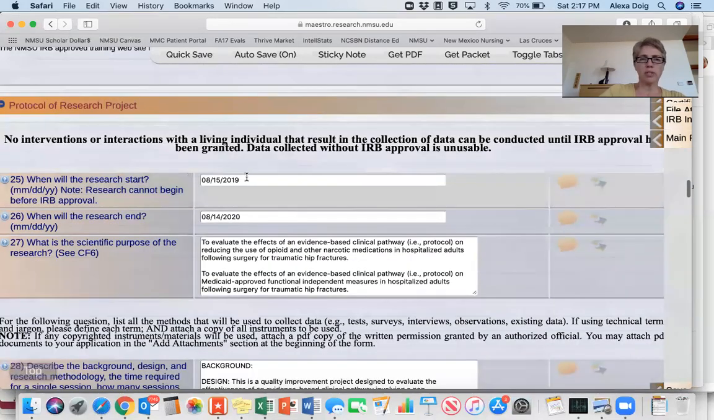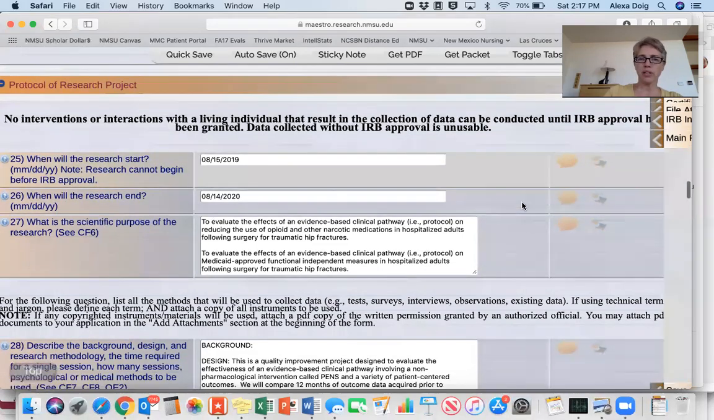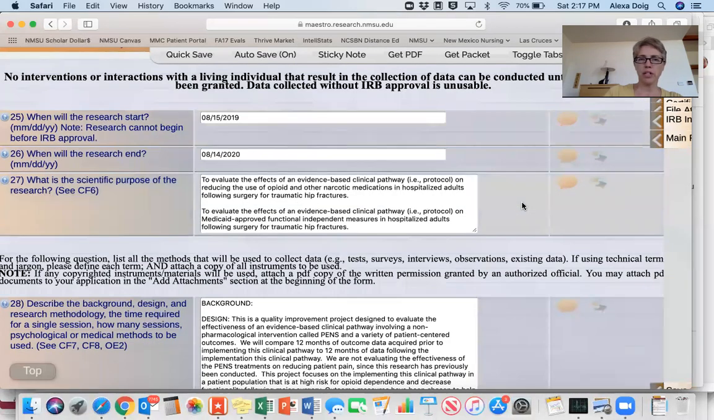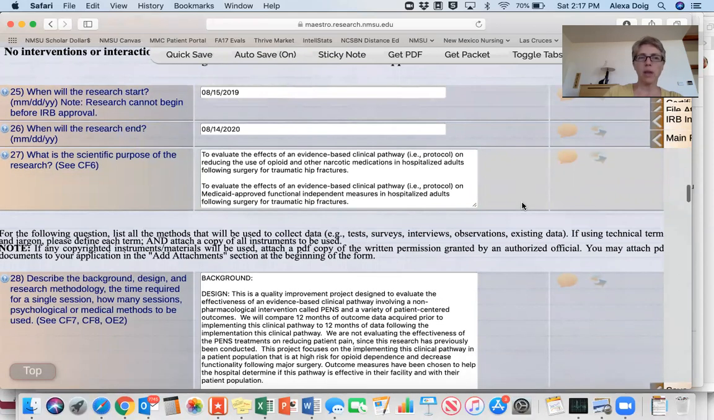So give an estimate of when it's going to start. Give it at least 2 weeks from the IRB submission date, but keep in mind you still can't go forward until you have that approval email. I would put at least a year on your IRB project. Hopefully you'll be done before that, but let's make that our general time frame.